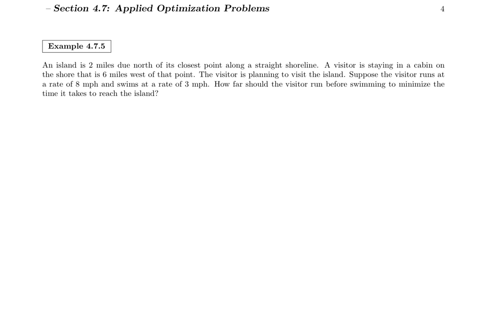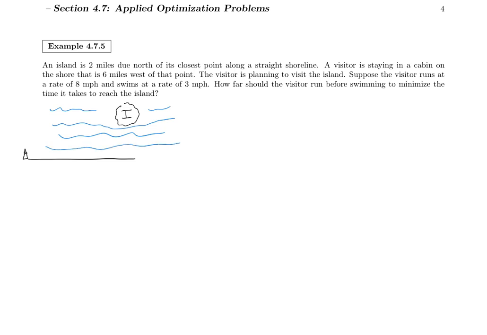So we have all of our water with our pretty island out here. Here's our island, right? And we have our shoreline. And here's maybe our cabin with our person in it. And here's all of our lovely water. So our person wants to run along the shoreline up to a certain point and then jump into the water to swim to the island.